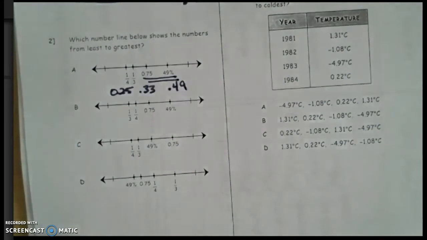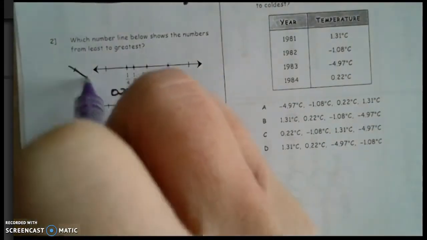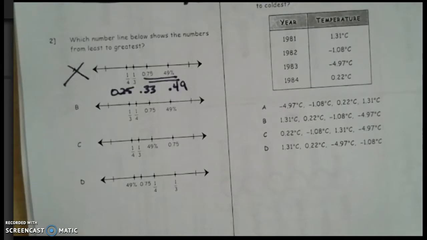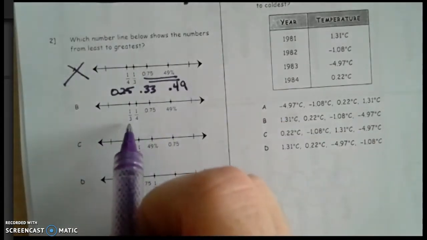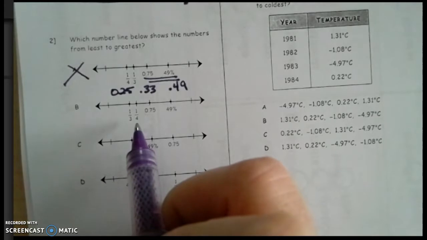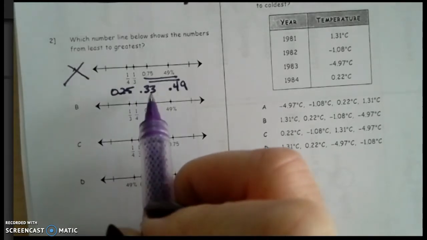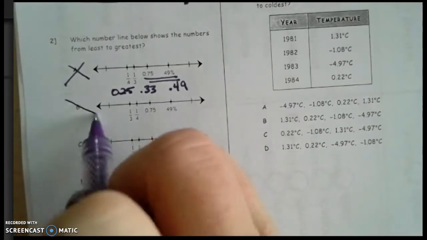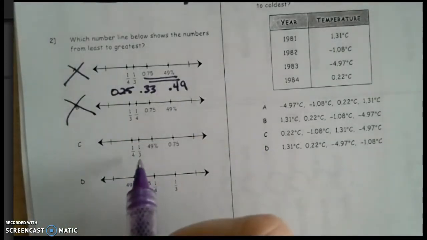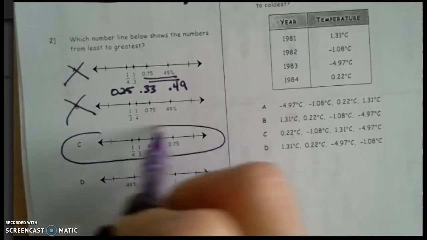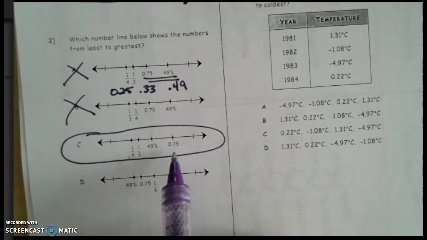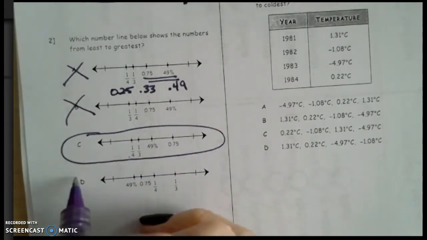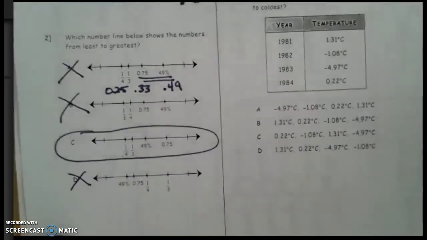Are these two in the correct order? They are not, because 0.49 should be smaller than that 0.75. So A is not correct. If you look at B, we've got 1/3 smaller than 1/4. That is not correct. We just said that 1/3 was 0.33 and 1/4 was 0.25, so it is not B. Looks like C is correct. It goes 0.25, 0.33, 0.49, and 0.75. So your answer should have been C on number 2.